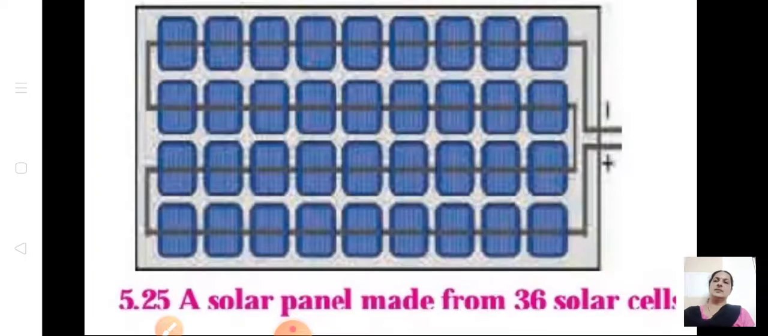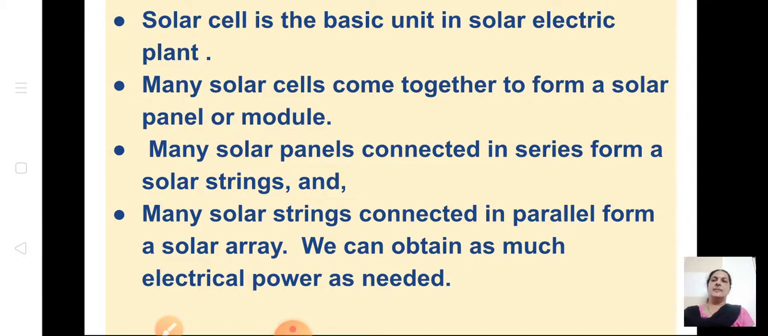You can see this figure here. This is a solar panel made up of 36 solar cells. They are connected in series as well as parallel. When they are connected in series and parallel, you will get enough current, and the required potential difference is also obtained. This is a solar panel made up of how many solar cells? 36 solar cells. Now we'll see what a solar panel is.